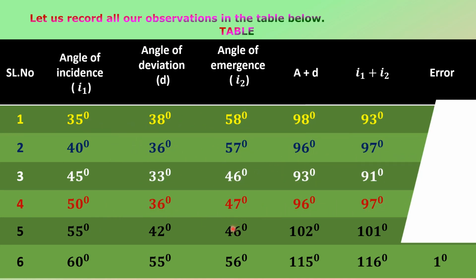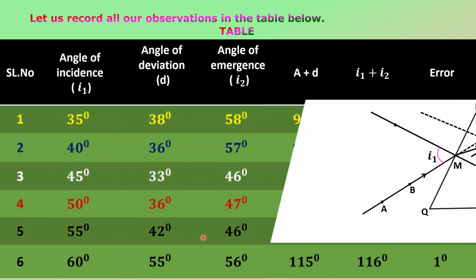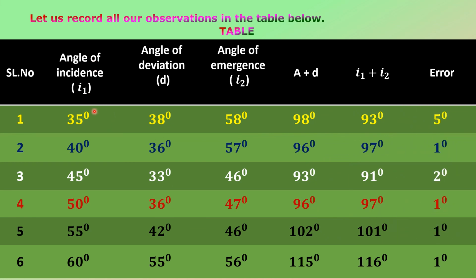And in the last case, I1 value is 60 degrees. That is, the angle of incidence is 60, and angle of deviation we got 55, and I2 is the angle of emergence. A plus D value is 115, I1 plus I2 is 116. The error in this case is 1 degree. And you can observe that when the angle of incidence is gradually increasing, the angle of deviation gradually decreases and reaches a minimum value, and then it will increase with the increase of angle of incidence.